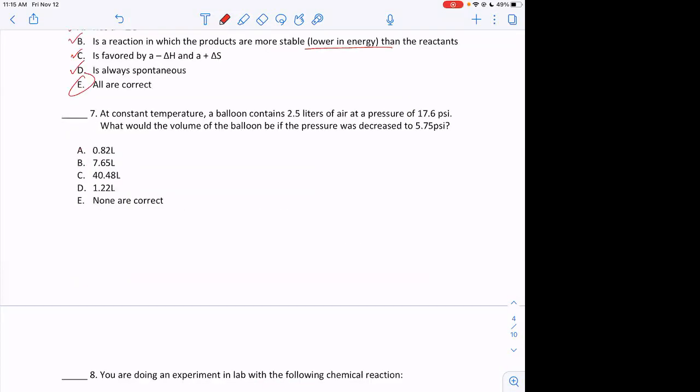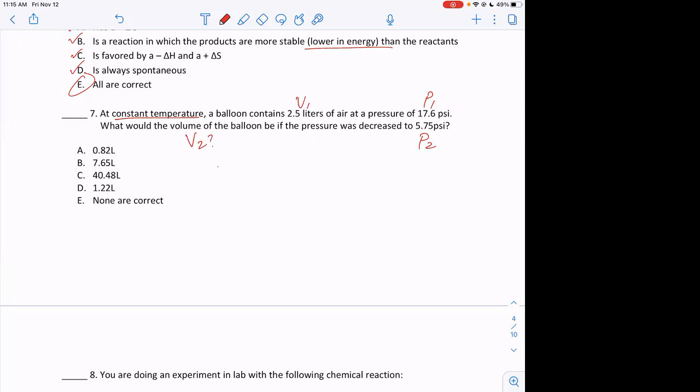All right, number 7, at constant temperature. Whoa, that should tip you off right there. Constant temperature. So this is combined gas law. We're going to pull temperature out. It says a balloon contains 2.5 liters. That's a volume, so that's my V1. At a pressure of 17.6 psi, that's my P1. What would the volume be? So I'm looking for V2. If the pressure was 5.75 psi, that's P2. And my units for psi are the same, so I don't have to convert here.